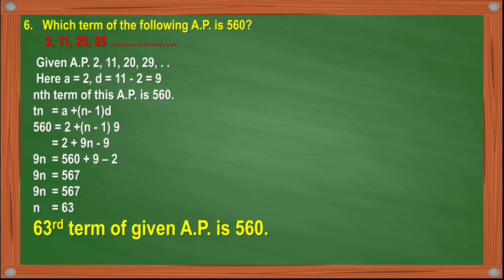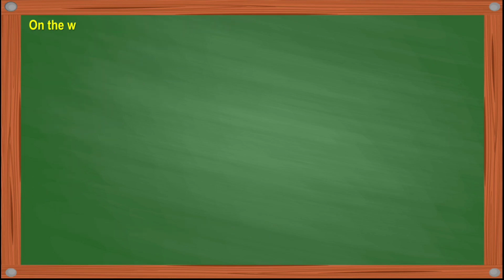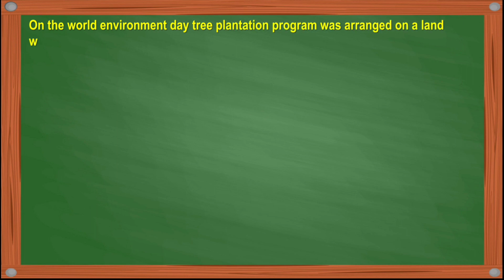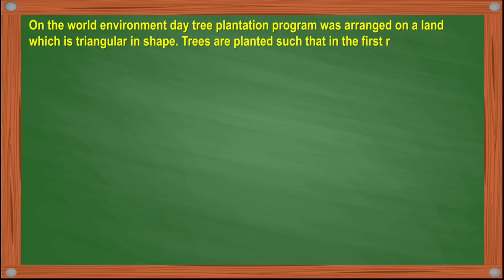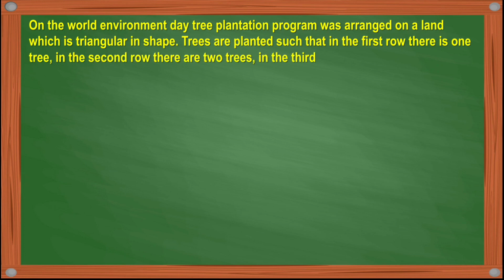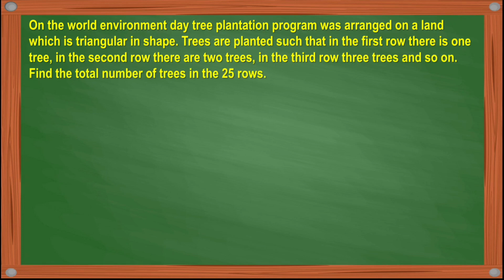Now the last question of the worksheet is question number 7, which is, as I have said in the offline video of practice 3.4, the 6th one I am giving you as homework to solve, but I am giving the solution in the worksheet, so you can refer from here and write in the notebook. I am reading out the question now. On World Environment Day, a tree plantation program was arranged on a land which is triangular in shape. Trees are planted such that in the first row there is one tree, in the second row there are 2 trees, in the third row there are 3 trees and so on. Find out the total number of trees in the 25th row.